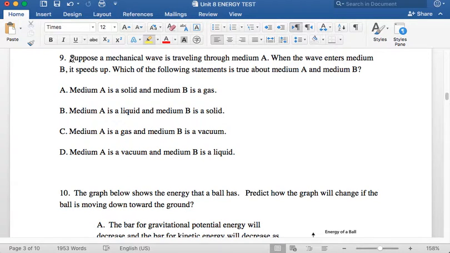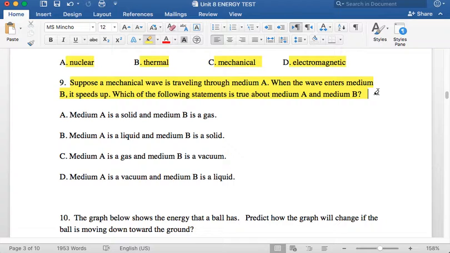Number 9. Suppose a mechanical wave is traveling through medium A. When the wave enters medium B, it speeds up. Which of the following statements is true about medium A and medium B?